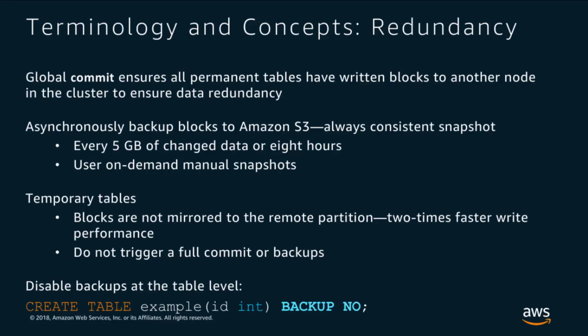The exception in this is temporary tables. Temporary tables don't write out a mirrored copy and they don't back up, which makes sense because they are temporary. That has a benefit, though, in that they write about twice as fast as a permanent table. In certain cases, particularly with staging tables, it can also make sense to declare a staging table with the backup no option on. That means that table won't be backed up to S3, so it won't trigger that 5 gigs of change data.